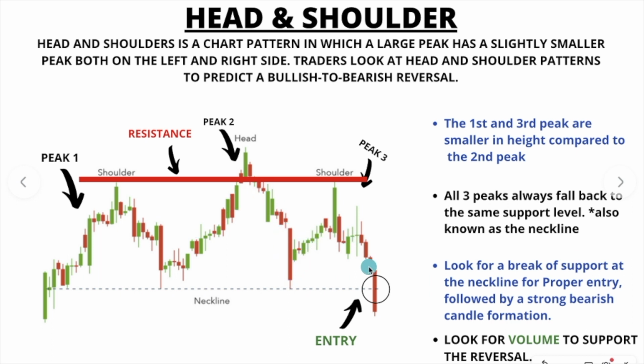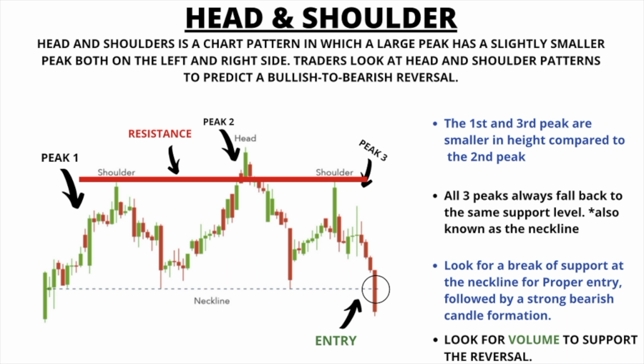But usually on the third peak, price comes down, probably consolidates a bit here before breaking down to the neckline, and that's where you will look for an entry to the downside. If you're playing options, of course, since this is what we do here, you'll look to establish a put position. You'll look for a break of support at the neckline for proper entry, followed by a strong bearish candle formation. You need as much confirmation as possible before getting into the trade. You don't simply just jump in.